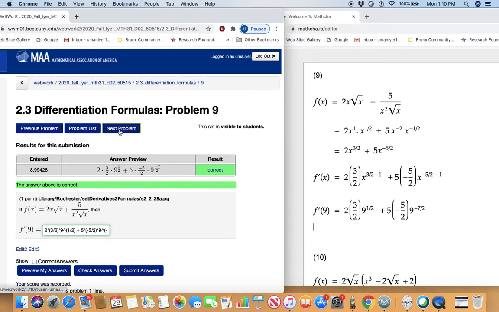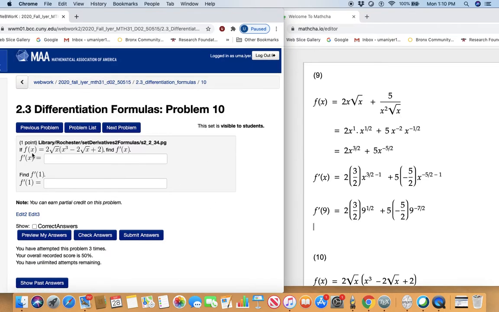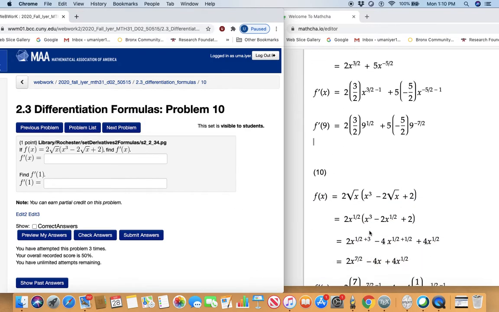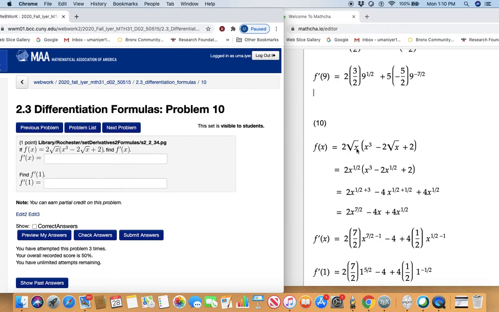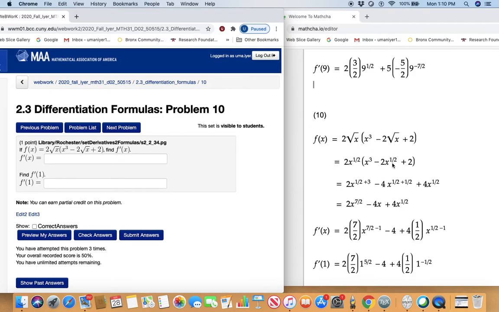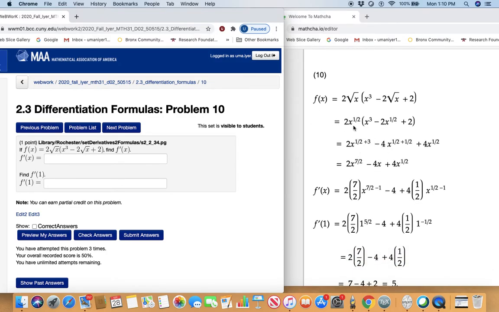Okay, next problem. 10th question. f(x) is 2 square root x times x cubed minus 2 square root x plus 2. Find the derivative f prime of x and then find the derivative when x is 1. So 2 questions. Let's simplify this. Distribute this quantity inside. First I'm replacing square root x by x to the power half. Now distribute. 2 goes inside, x to the power half goes inside.